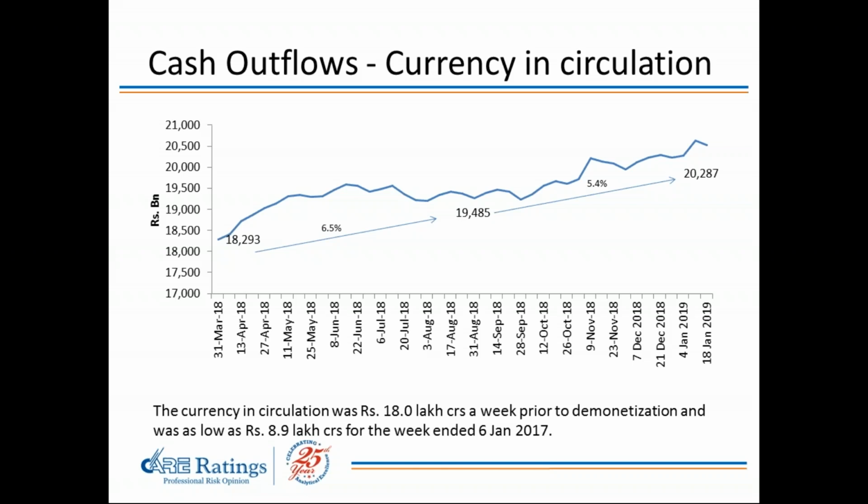While analyzing the currency in circulation post September, we see that the currency in circulation has increased by 5.4% over the 6.5% growth observed during April to September 18. In the month of November, the currency in circulation had risen to rupees 20.2 lakh crores, primarily on account of festivities like Diwali. The month of December had state elections coupled with festival demands, which led to increase in circulation, in turn weighed on liquidity.